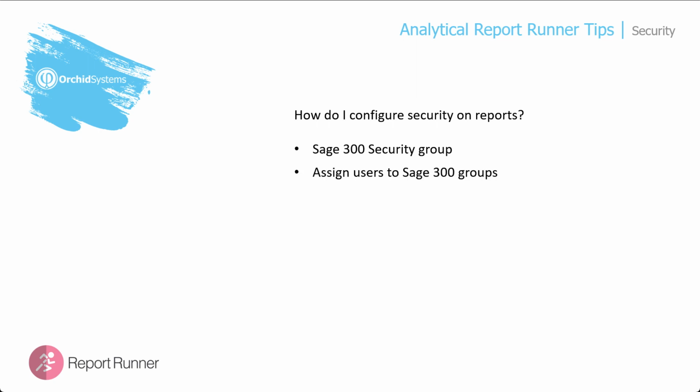Let's start with security in Report Runner. How do I configure Report Runner so that different users see different reports? We use the traditional Sage 300 security groups for Information Manager. Then we assign our users to the groups and we link a report to a group. So as I'm adding my Crystal reports to Report Runner, I can say which security group that report belongs to. And we'll log in as Susan to view different reports. So let's now log into Sage 300.